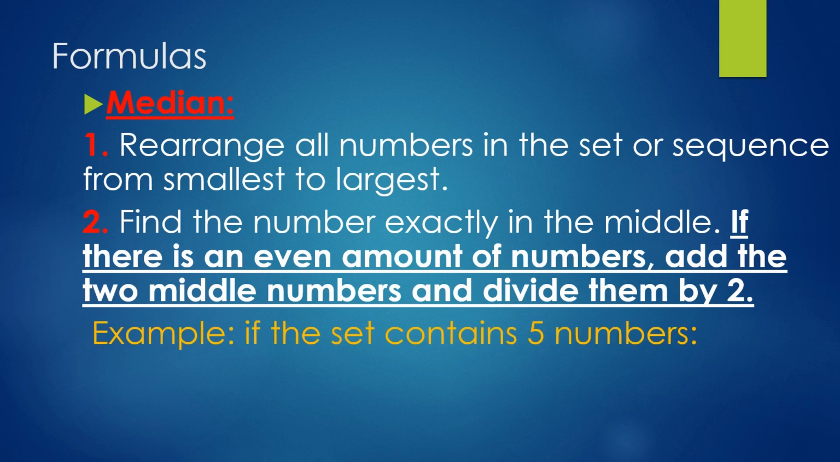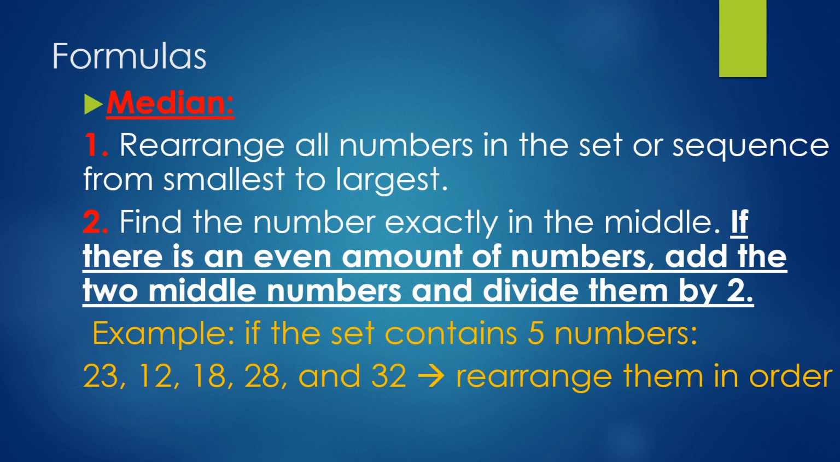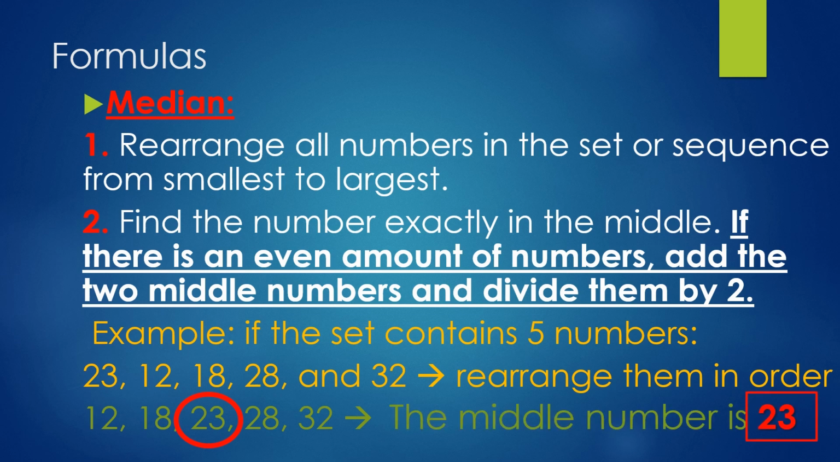So if we have a set of numbers that are 23, 12, 18, 28, and 32, we're going to rearrange them in order from smallest to largest. So 12, 18, 23, 28, and 32. The middle number here is 23. So for this example, the median is 23.